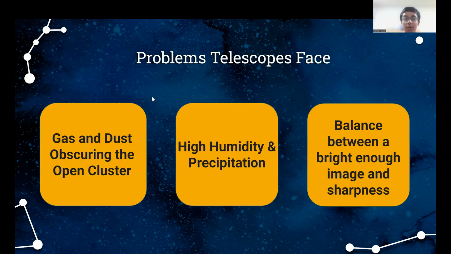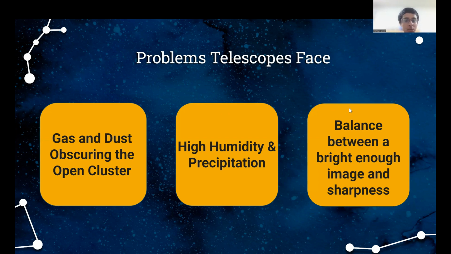But actually, just diving into a little bit about the problems that the telescope faces. One of the main ones is the fact that there's a lot of gas and dust that can obscure the open cluster from the view of the telescope. And we'll discuss a little bit later how we accounted for this and attempted to mitigate it. Also, high humidity and precipitation can lead to water vapor forming on the lens, which can cloud the view that it gives of the open cluster.